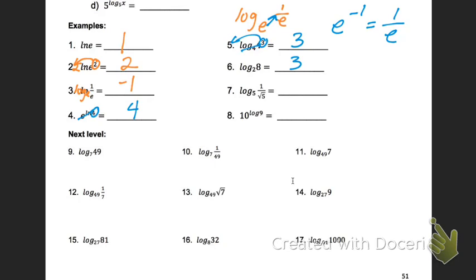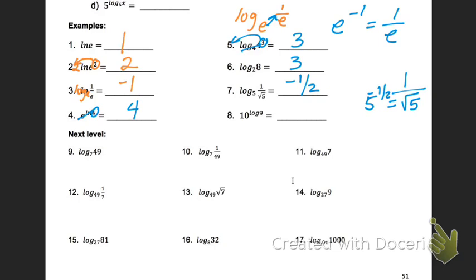Okay, this one. How do I get from 5 to 1 over the square root of 5? -1/2. Y'all are amazing. I get the negative part, but why is it half? Because to get from 5 to the square root of 5, you have to do the 1/2 power. And the negative brings it 1 over.